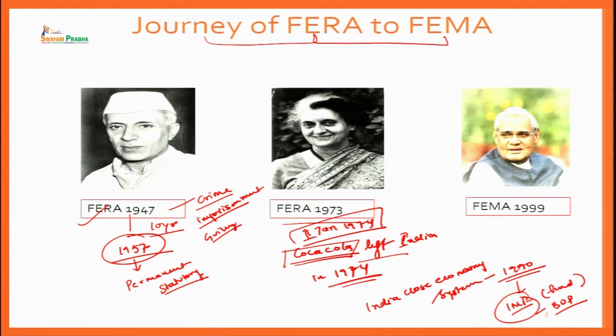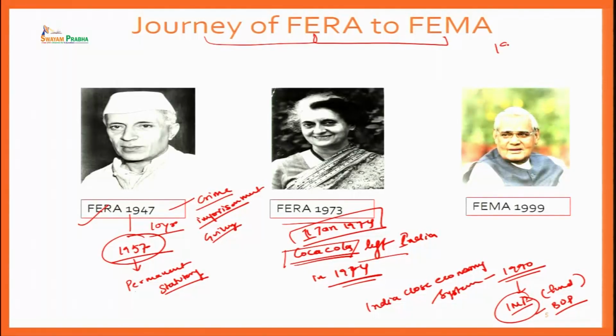So introduce economic reform, and 1991 became the year in the history of the country where, under the prime ministership of P.V. Narasimha Rao, with Dr. Manmohan Singh as finance minister at that point of time, India came up with the LPG policy. In the year 1991, India adopted what? The LPG policy, and this was a pure economic reform which took place in the history of India.